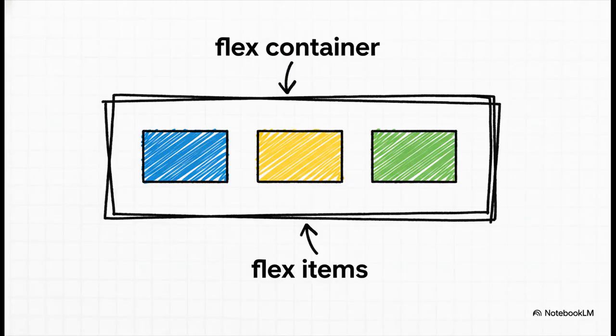So how does that magic happen? It's simple. As soon as you add display flex to a parent element, like a section or a div, you basically flip a switch. That parent element becomes what we call a flex container, and all of its direct children, they instantly become flex items. This relationship is the absolute key to everything we're about to do. Container and items. Got it?